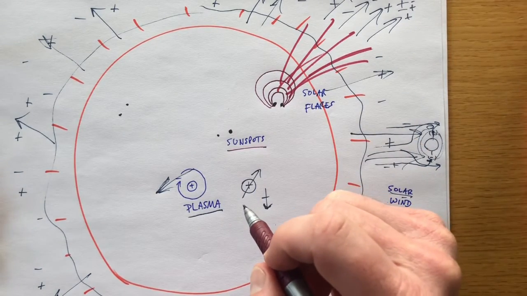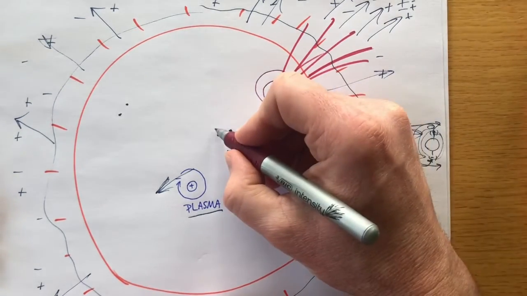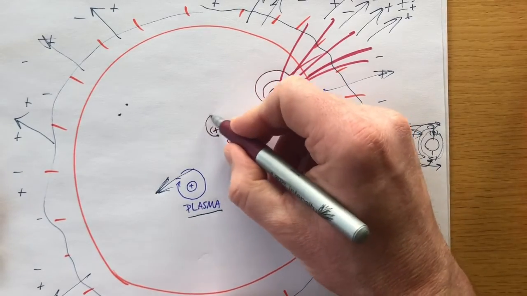Why do they appear dark though? Think about it. It's a magnetic field. So it's got, we'll just say, a positive end and a negative end where it's coming out and going back in.